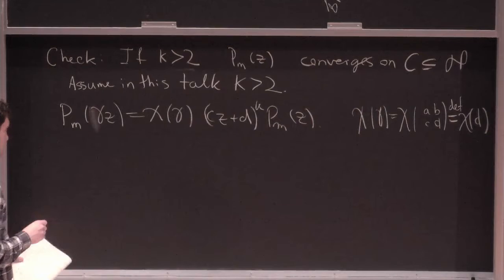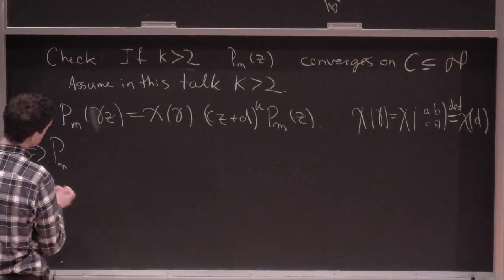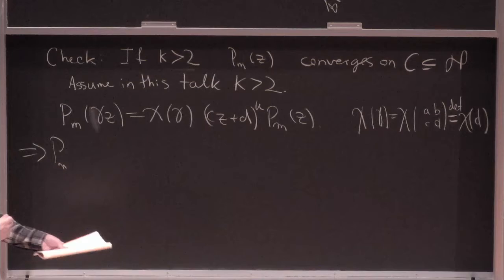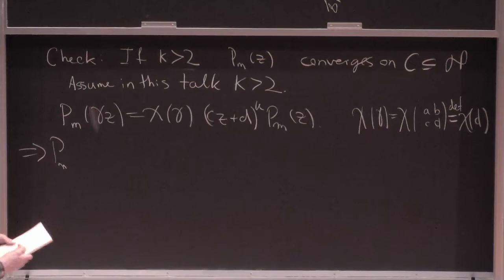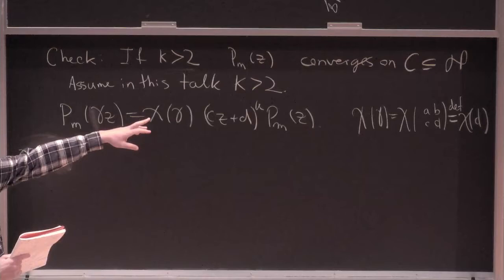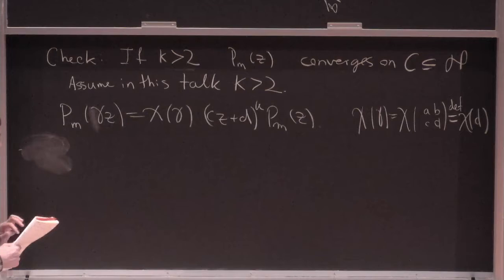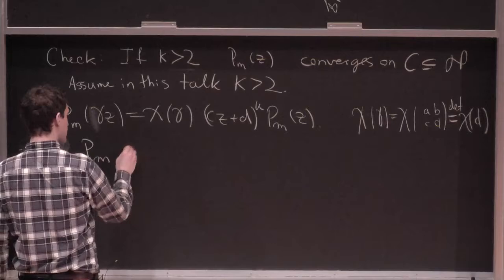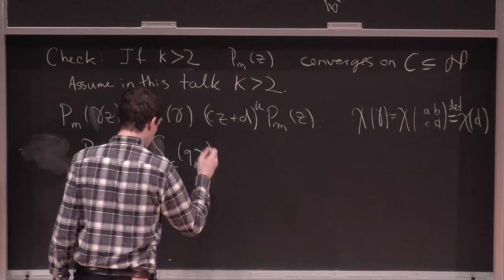Okay, so I should also check that it's holomorphic at the cusps, or actually vanishing at all the cusps of this fundamental domain here. But I've at least checked that it's holomorphic in H and that it satisfies the right transformation property. So you'll probably believe that this is actually living in the space of modular forms. And we'll check in the course of the proof of the Petersson formula that, in fact, it's vanishing at each of the cusps.